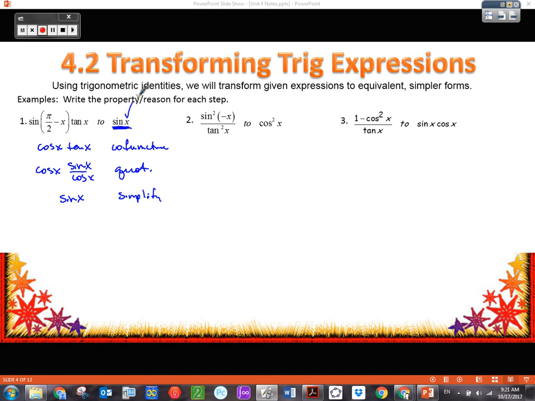Yes. Oh yeah, abbreviations are good. Yeah, abbreviations are fine. QUOT period, simplify, cofunction.